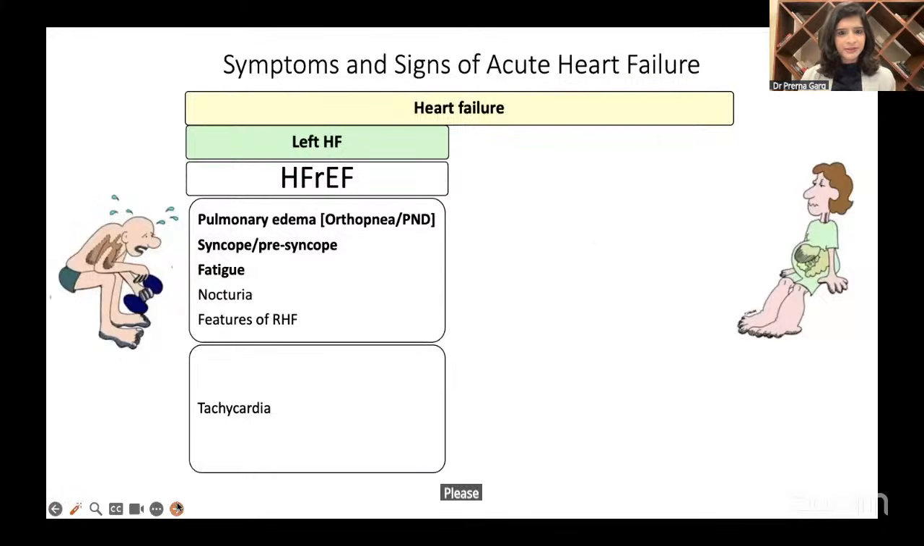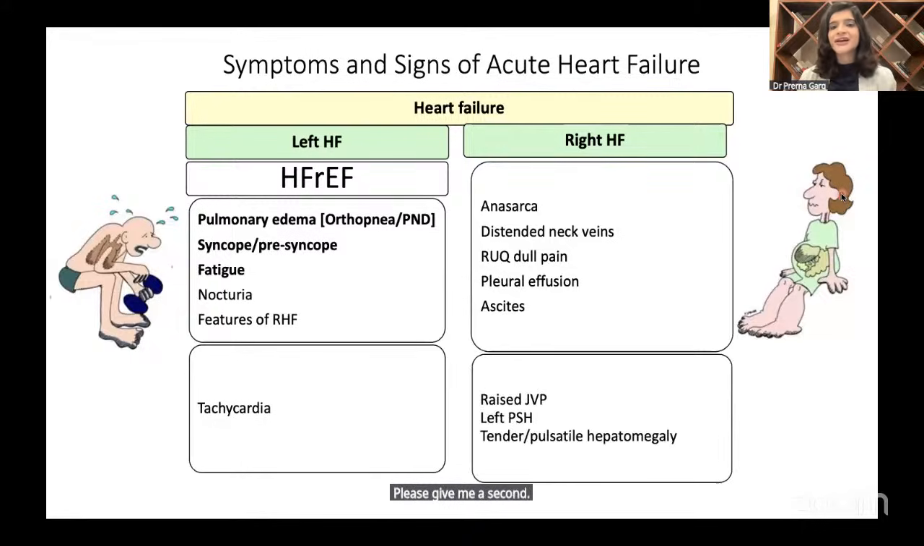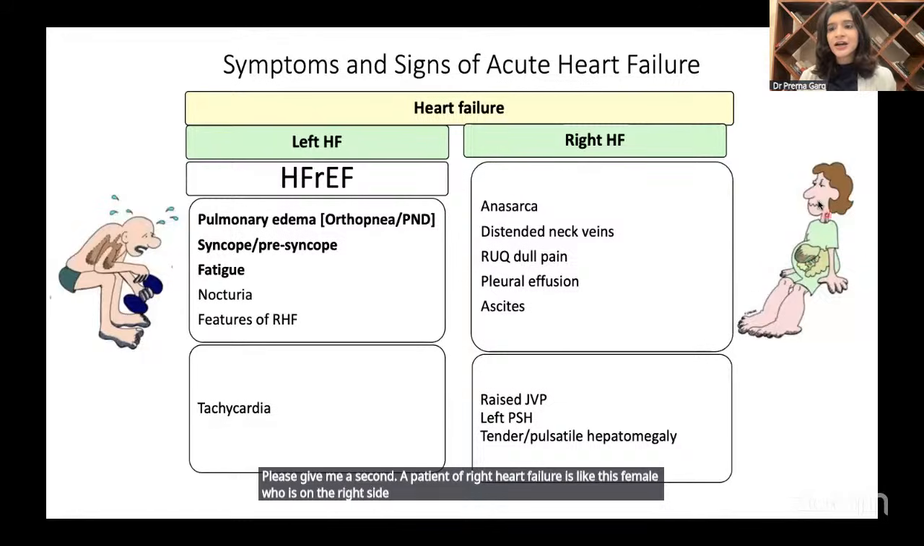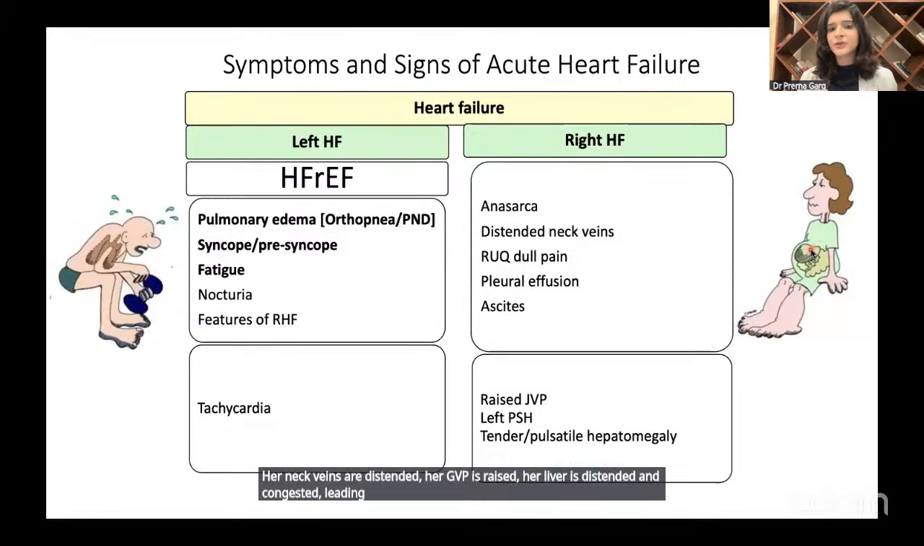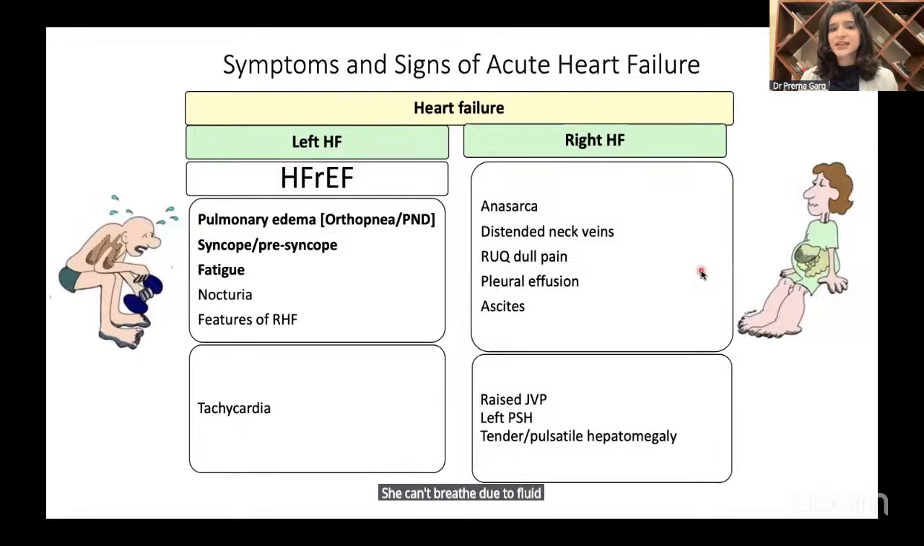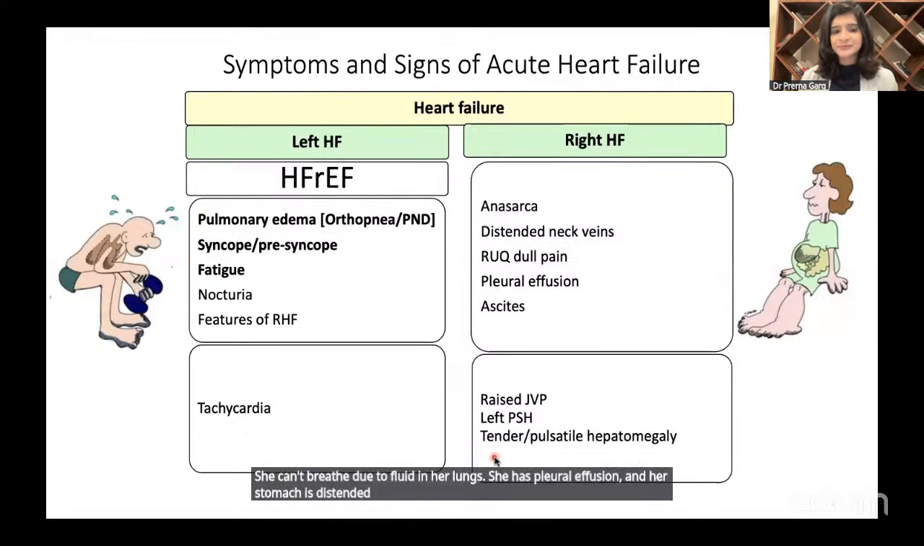A patient of right heart failure is like this female who is on the right side of the screen. Her whole body is swollen up. She has anasarca. Her neck veins are distended. Her JVP is raised. Her liver is distended and congested, leading to right upper quadrant dull pain. She can't breathe due to fluid in her lungs. She has pleural effusion, and her stomach is distended due to ascites.